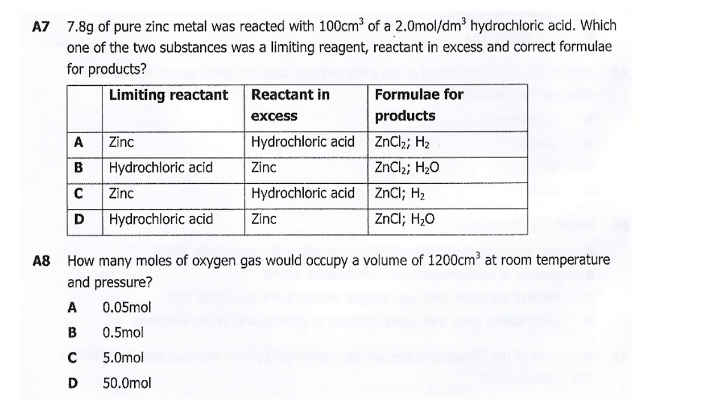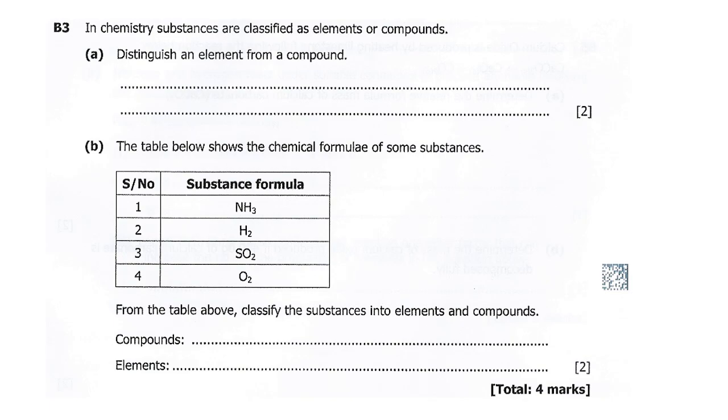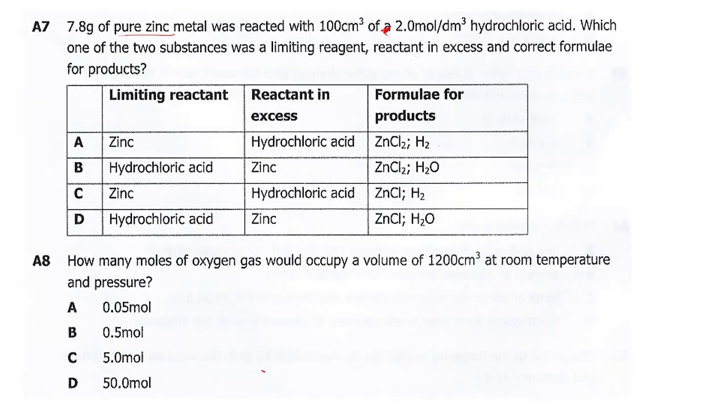The language they use sounds ambiguous when reading it. 100 cubic centimeters of 2.0 moles per cubic decimeter hydrochloric acid. So this was reacted with the zinc. Now the question they're saying is which one of the two substances, pure zinc metal or hydrochloric acid, was the limiting reagent. Okay, then they say reactant in excess.